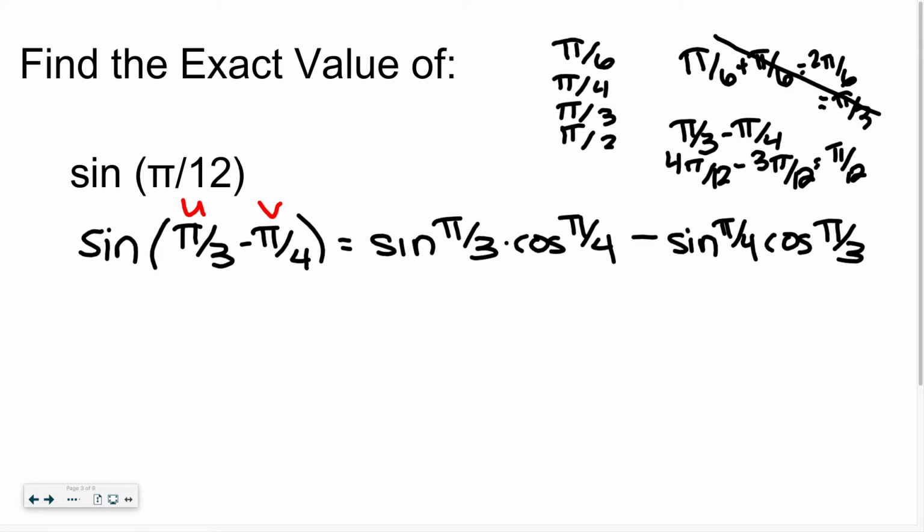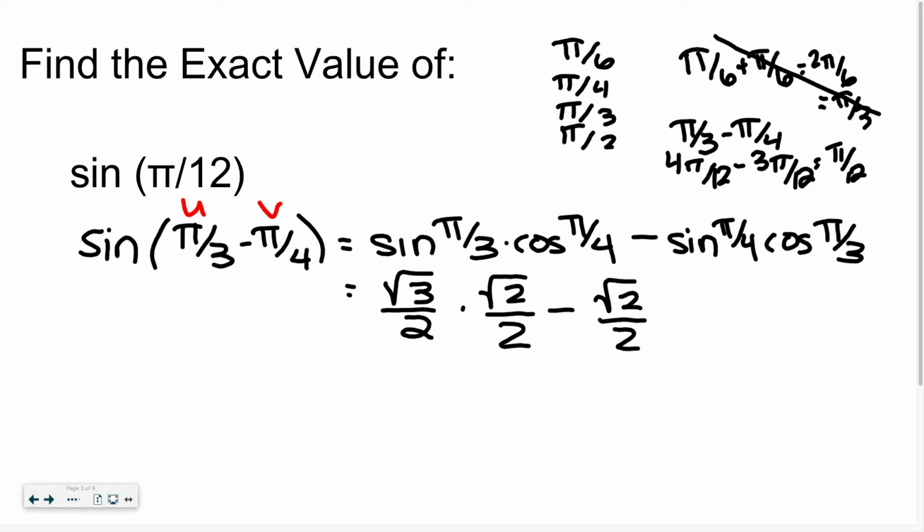Okay, that's the plug-in part. Now you chug out an answer, right? So here you're relying again on the unit circle. The sine of pi thirds is square root 3 over 2. Cosine of pi fourths is square root 2 over 2. The sine of pi fourths is square root 2 over 2. And the cosine of pi thirds is 1/2. If you choose larger angles, like 2 pi thirds or 5 pi 6, pay attention to the signs, positive and negative, of your sines and cosines or tangents.